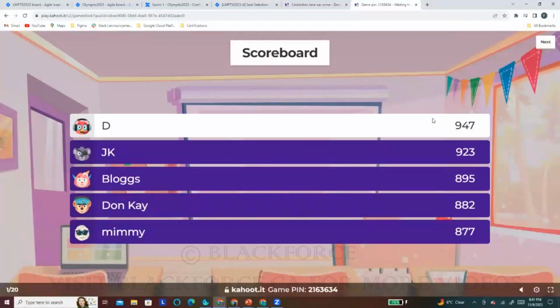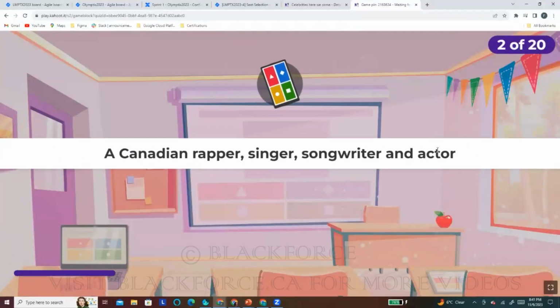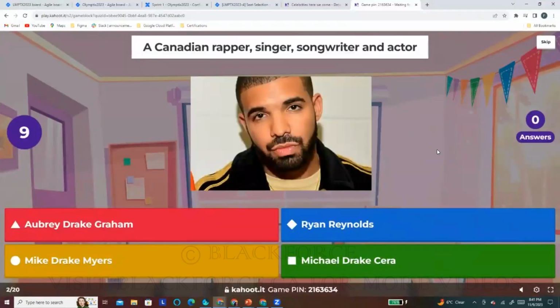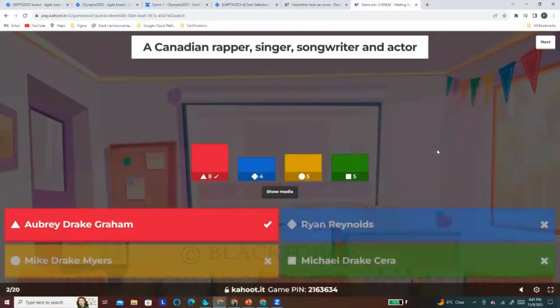Who is leading? D. JK. Blogs. Donkey. Mimi. Well done. Let's see again. Who? A Canadian rapper, singer, songwriter, and actor. What's his name? Let's see those who know.